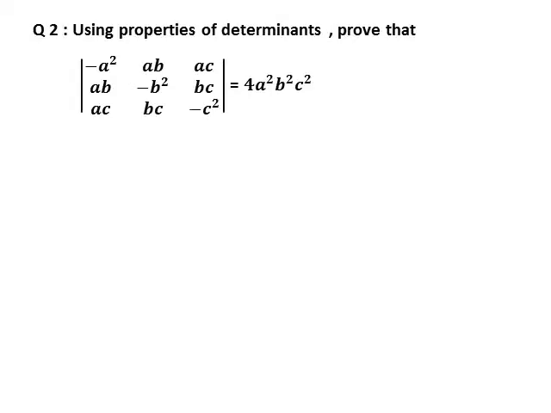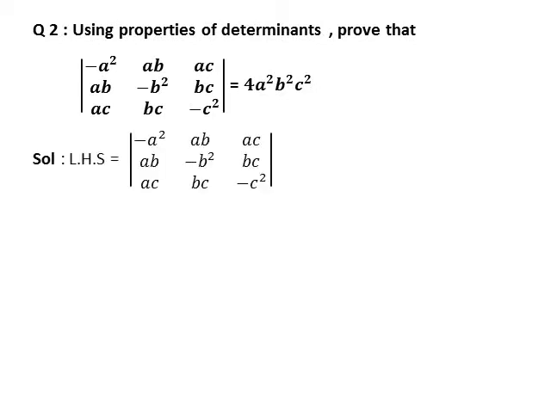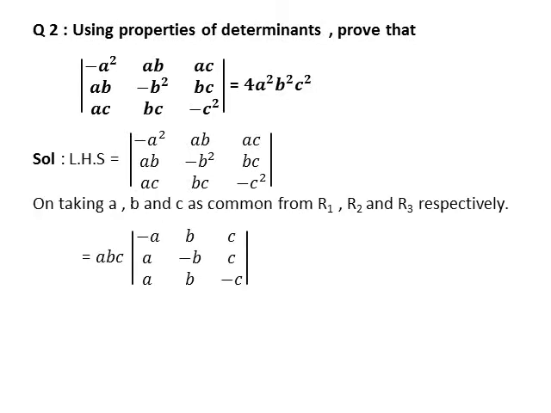0. Take another question. In this question, using properties of determinants, we have to prove that value of this third order determinant is equals to 4a square, b square, c square. Let's start with left hand side. In this determinant, we can observe it very easily that a, b and c are common from R1, R2 and R3 respectively. So take it as common.